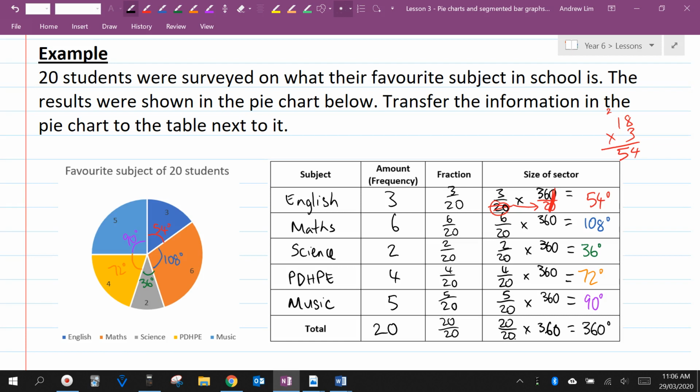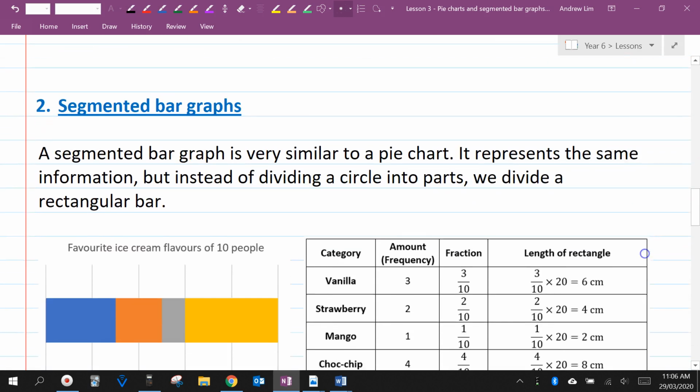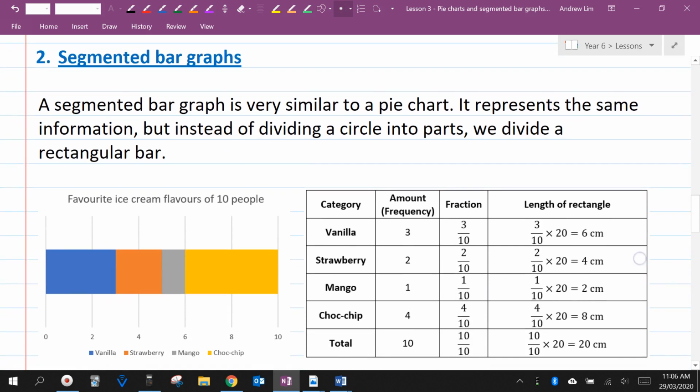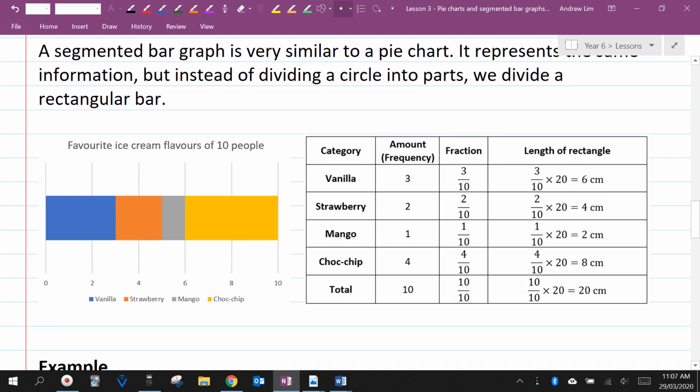Okay, so now we know how to read and understand a pie chart and how to transfer information from a pie chart into a table. Let's have a look at segmented bar graphs. So in this one, a segmented bar graph is very similar to a pie chart. It represents the same information, but instead of dividing a circle into parts, we divide a rectangular bar. So here is the exact same example from before for the favorite ice cream flavors of 10 people.